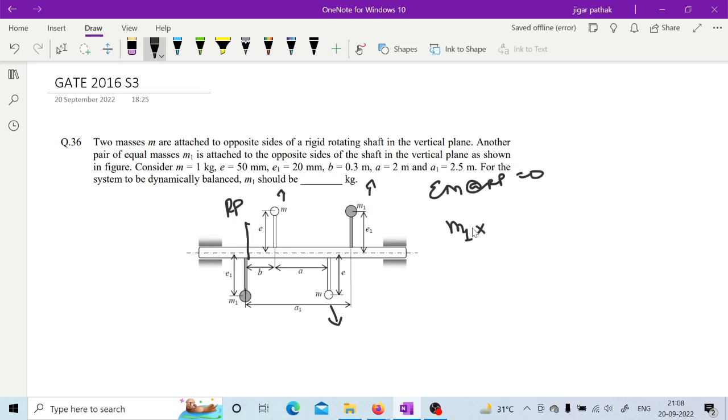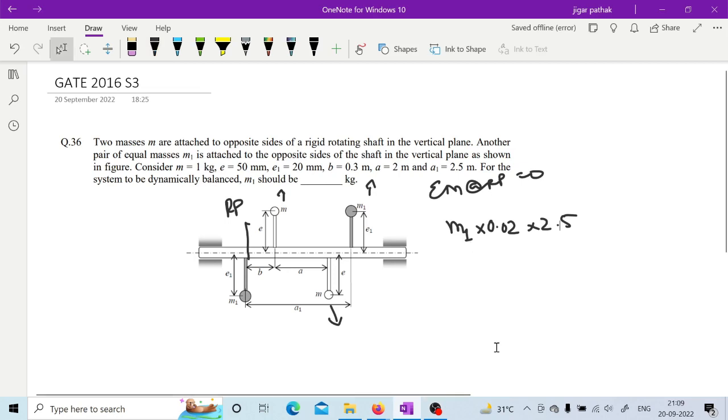into that distance is provided as 2.5, right? E1, so actually this is L. Let me write L, and before that the radius is important, right? So what is E1? 20 mm. 20 mm means 0.02, right? So MRL only I am writing. Omega square I am not writing because it is the same for all, as they are on the same rotating element. So MRL is there.